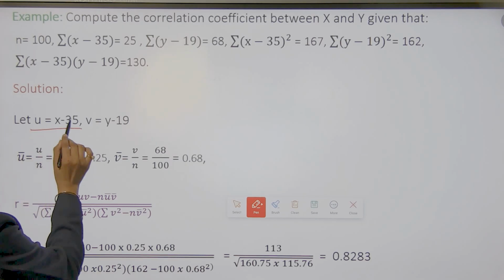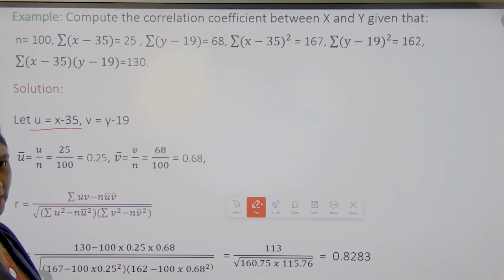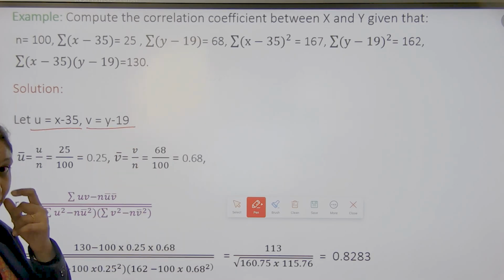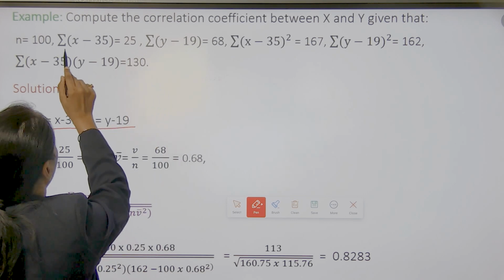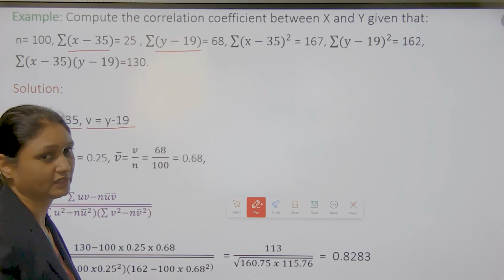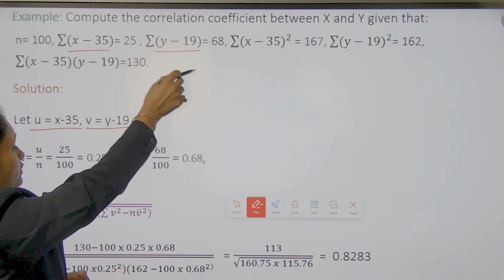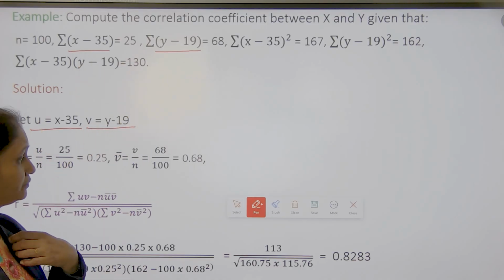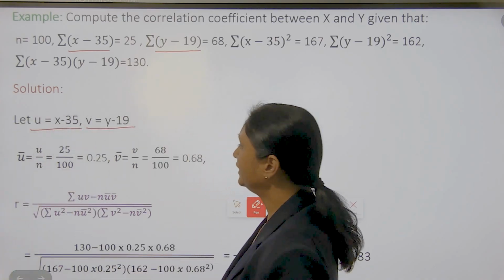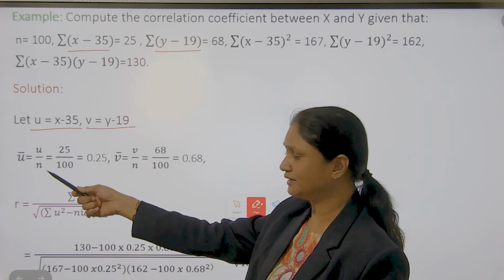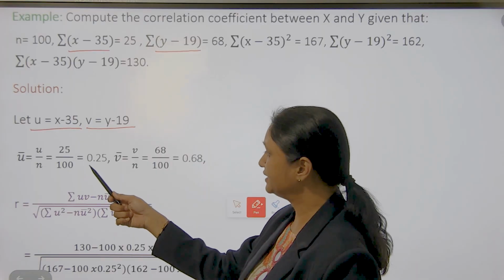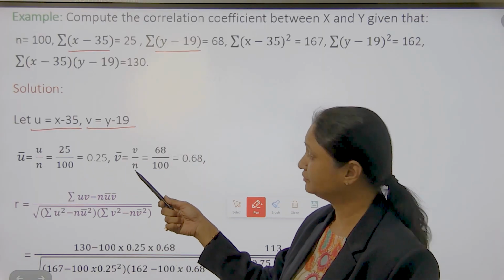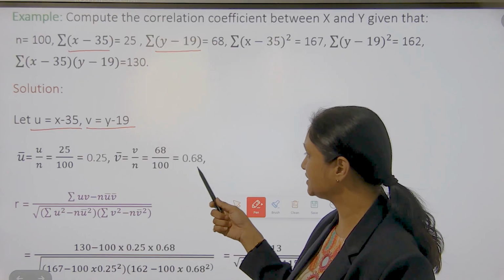So let u is equal to x minus 35 and v is equal to y minus 19, because the values are given in terms of these values. And u bar is equal to summation u upon n, that is the arithmetic mean of values of u, it is 0.25. Then v bar, that is the arithmetic mean of values of v, it is 0.68.